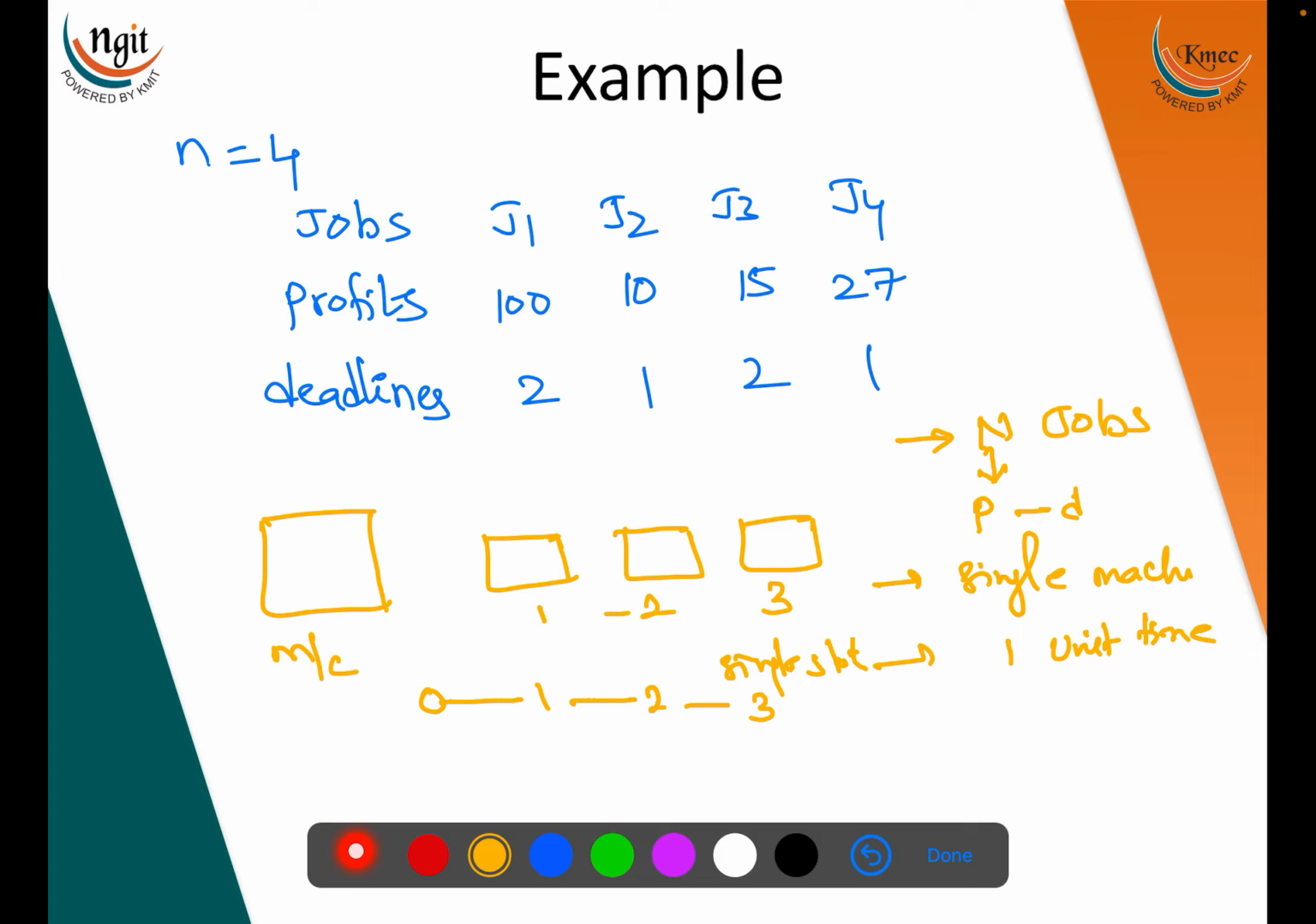Now what the machine will do is take a job to complete in this slot, or else this task can get completed in this slot, and whichever slot is free, that free slot is given to another job to get finished. Now, the problem comes with the deadline. What is the deadline?